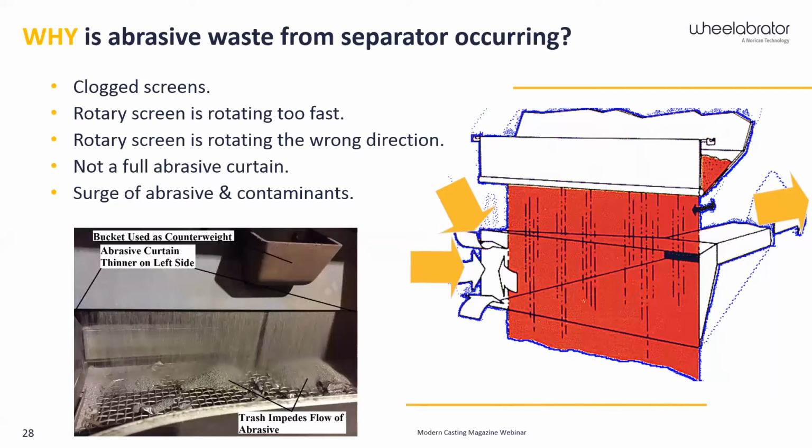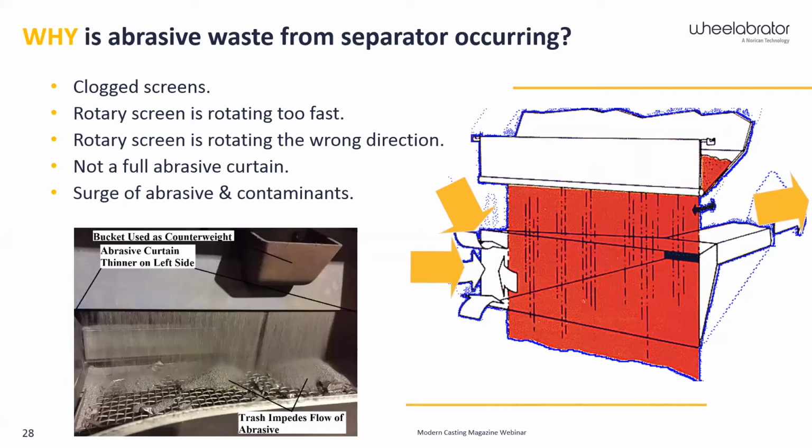So again, part of your preventive maintenance daily checklist should be to check your screens. Another area is maybe your rotary screen is rotating too fast. If it's rotating around in there, the abrasive doesn't have time to drain through the screen. So it bounces all the way through and comes out of your trash hose.